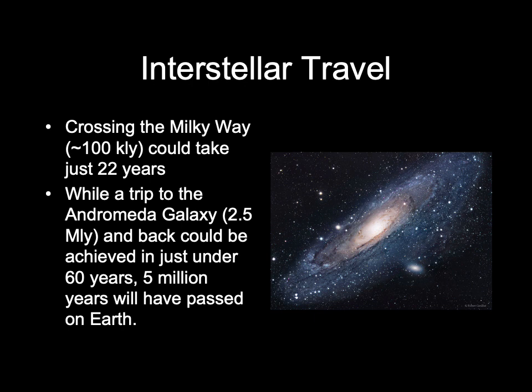So, if you're going really, really close to the speed of light, a trip to the Andromeda Galaxy, pictured here, which is 2.5 million light years away from us, you could go there and back in 60 years if we could possibly get close to the speed of light. But 5 million years will have passed here on Earth. So, the benefits that the people on the spacecraft would get wouldn't help out humanity.